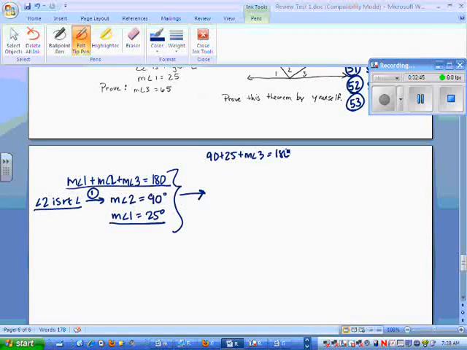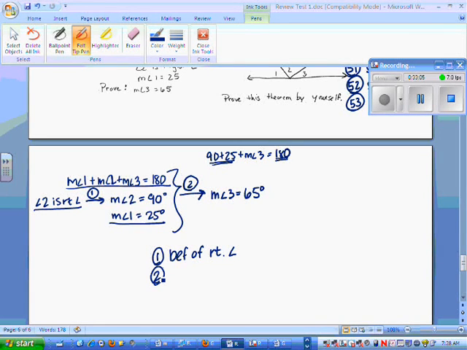So I now know that the measure of angle 3 is 65 because of this right here. So my first reason is definition of a right angle. And I know measure of angle 3 is 65 because I'm plugging this in. 90 plus 25 is 115. Subtract the 115 over, and that's how I get the 65.